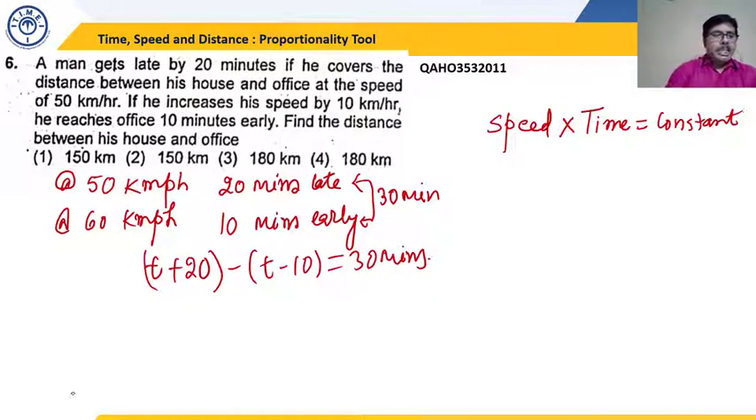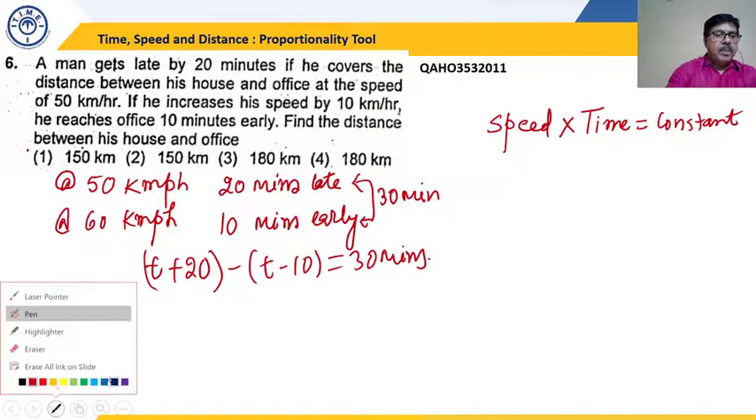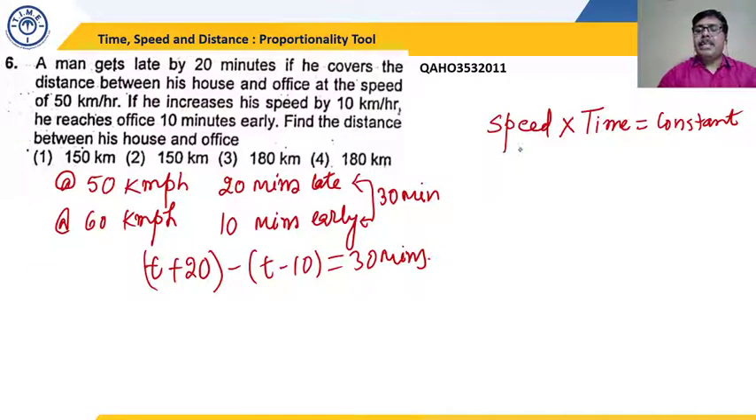So can I say my speed increases by how much? There is an increment of 10 over 50. So speed increases by 1 by 5. 10 divided by 50 is 1 by 5. So can I say time taken will decrease by 1 by 6? You know that if one of the quantities is increased by 1 by x, the other quantity will decrease by 1 by x plus 1, that is 1 by 6. Correct? Okay.